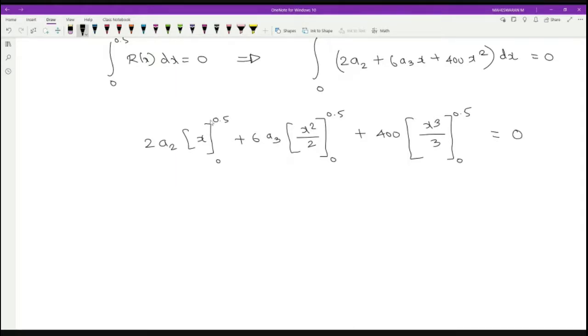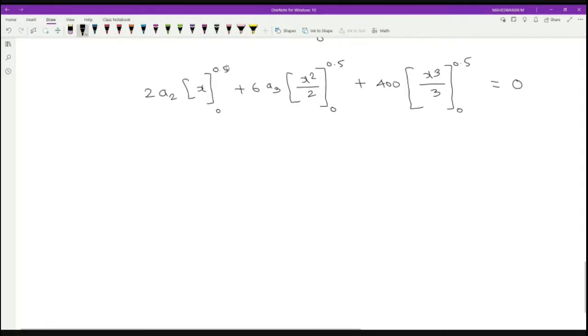So I can apply only the upper limit 0.5. 0.5 is 1 by 2, so the 2 gets cancelled. You will get a2 here, plus you can cancel this, it will become 3a3 times 0.5 the whole square. I forgot the whole square. Plus this one, 400 divided by 3 times 0.5 the whole cube. So this is equal to 0.